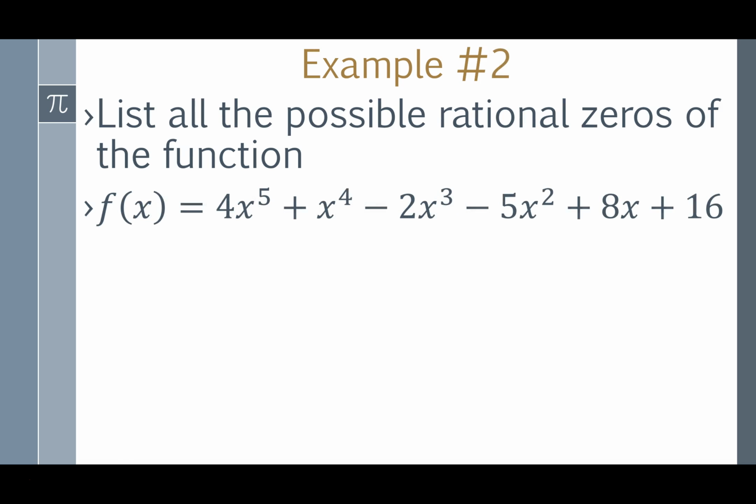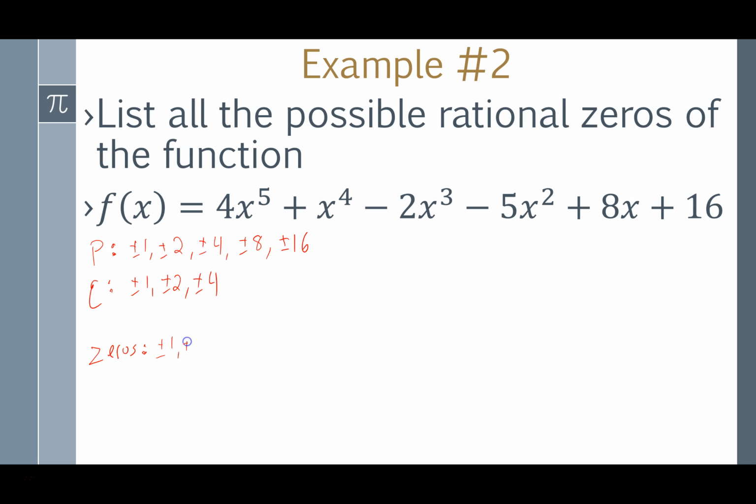So if we have this function right here, well, our factors of p, the constant term, will be 1, 2, 4, 8, and 16, whereas our factors of q, the leading coefficient, will be 1, 2, and 4. So now our possible zeros, what we're going to do is list all of them originally, the 1, 2, 4, 8, and 16, dividing by 1, and all 5 of those divided by 2, and then all 5 of those divided by 4.